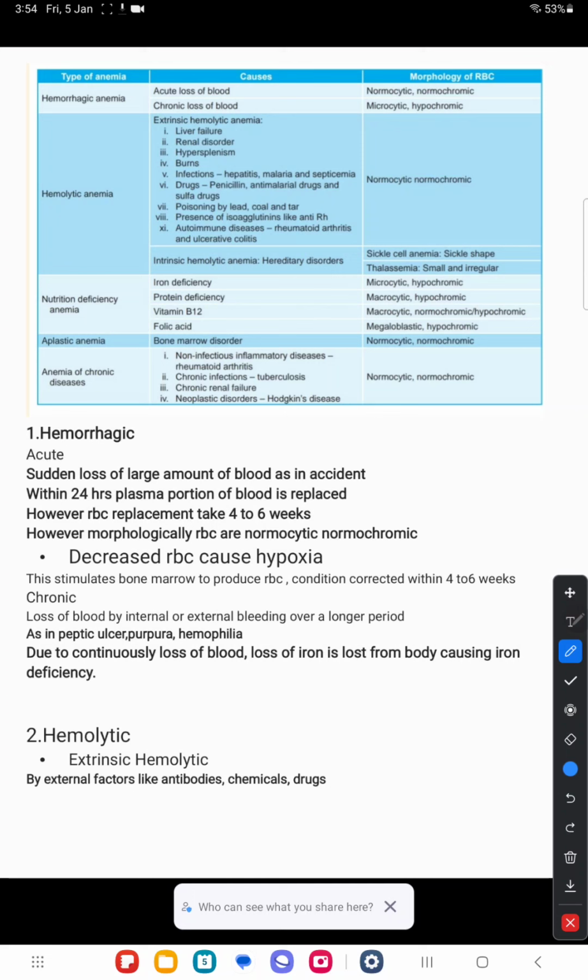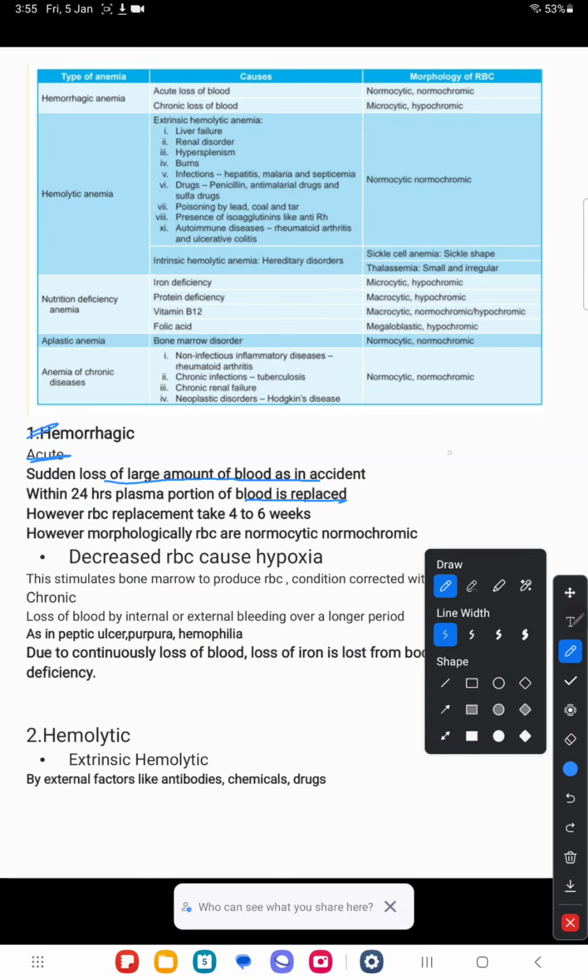Hemorrhagic anemia has two causes: acute cause as well as chronic cause. Acute means sudden loss of a large amount of blood, as in accidents. In accidents or any injuries, there will be loss of blood, and then it will be replaced within some hours, because of the clotting mechanism, right? After the loss of blood, within 24 hours, the plasma portion of the blood is replaced.